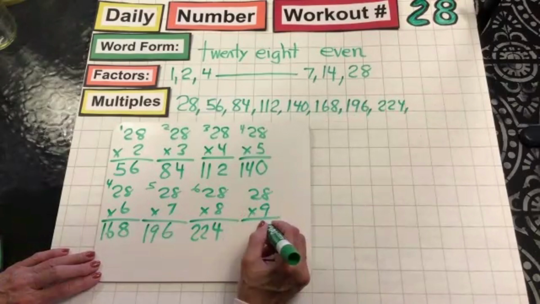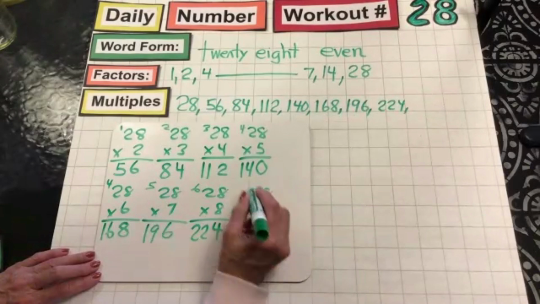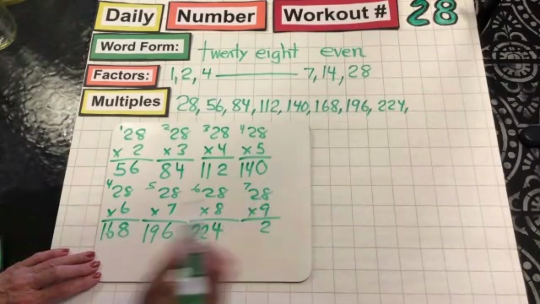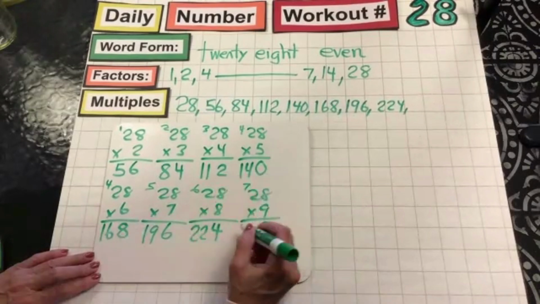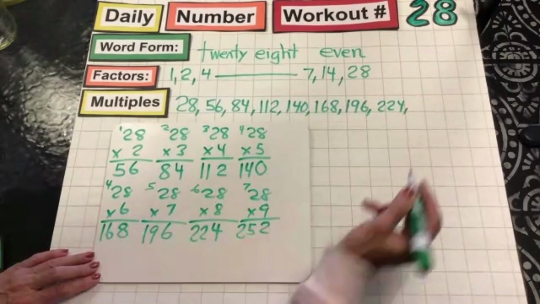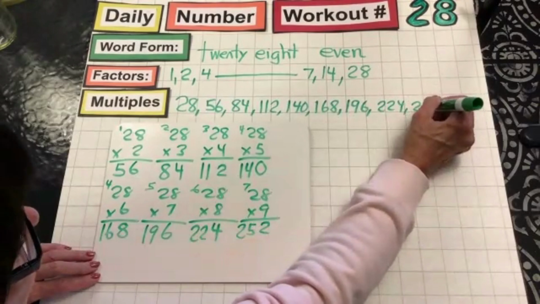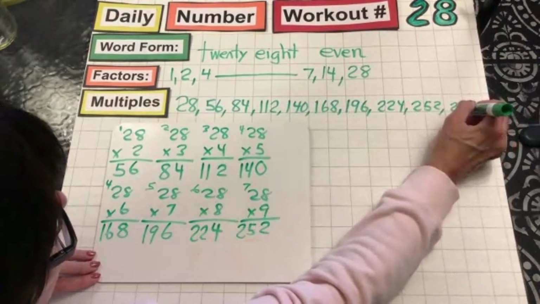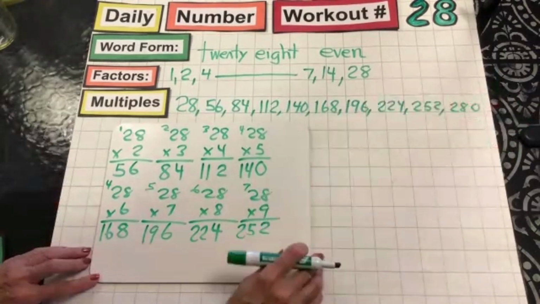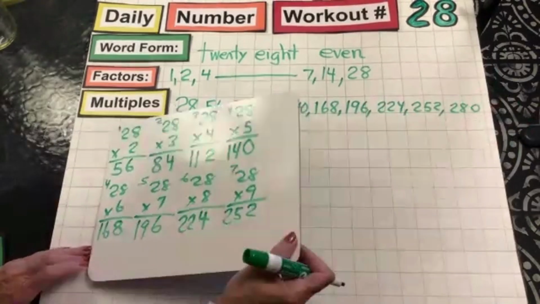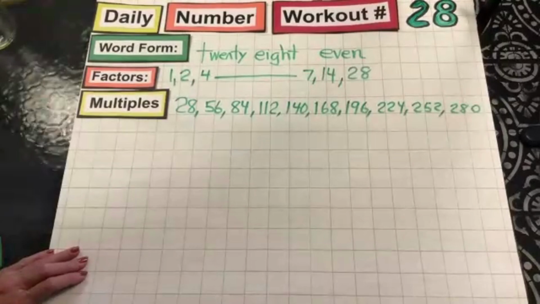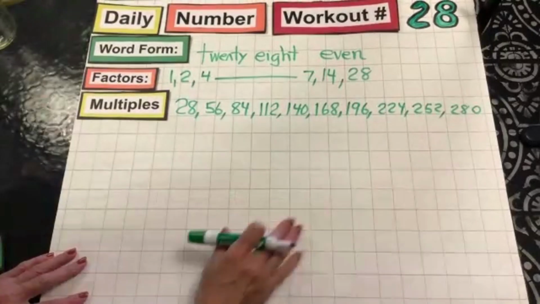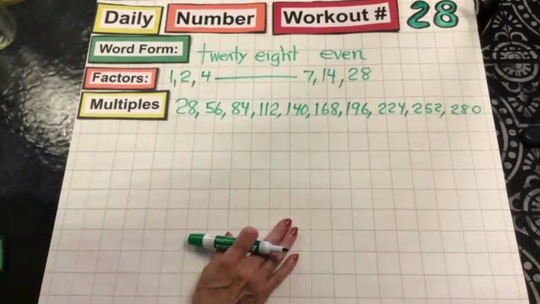We have 28 times 9. 9 times 8 is 72. We drop the 2, carry the 7. 9 times 2 is 18, plus 7 is 25. So we have 252. And of course, 10 times 28 is 28 with a 0. Boom, we're done. So of course, there's infinite multiples of 28, but we're just doing the first 10. So you're looking good there.